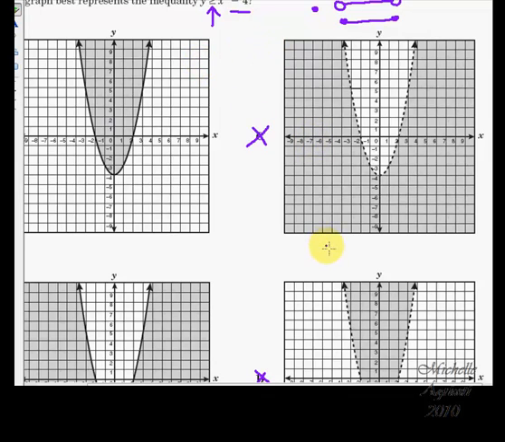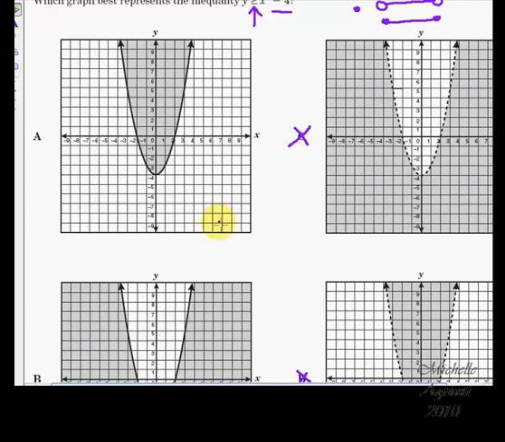Okay, so we've eliminated two. Now we need to eliminate another one, because we're always looking for 3 wrong answers. So we need to look at shading. An easy way to do shading is to just do a test point. And the easiest test point is the origin, if the line doesn't go through the origin.